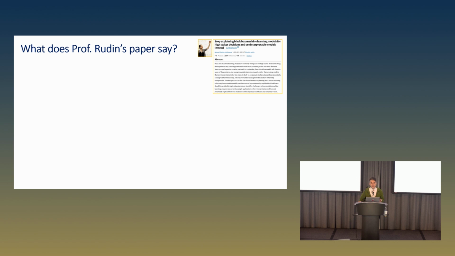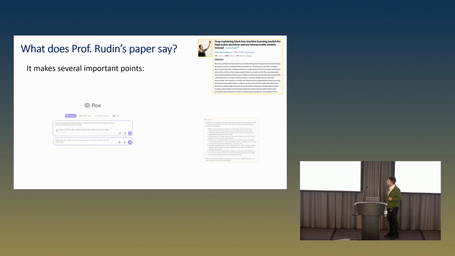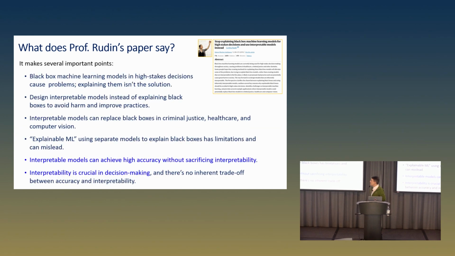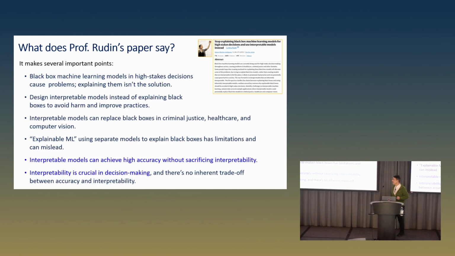But it's become much easier to understand what is being said. So this is the procedure that I went with. I just said, can you summarize the attached paper, 4 to 6 bullet points? And it gave me really long ones. So I said, can you make them more succinct? They don't have to be full sentences. And it gave me these. I, of course, have read the paper, and they're really spot on. And then I edited them.